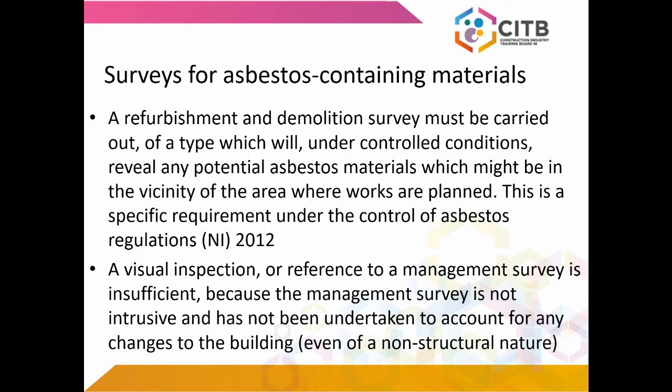Surveys for asbestos-containing materials. A refurbishment and demolition survey must be carried out of a type which will, under controlled conditions, reveal any potential asbestos materials which might be in the vicinity of the area where works are planned. This is a specific requirement under the Control of Asbestos Regulations NI 2012. A visual inspection or reference to a management survey is insufficient because the management survey is not intrusive and has not been undertaken to account for any changes to the building, even of a non-structural nature.